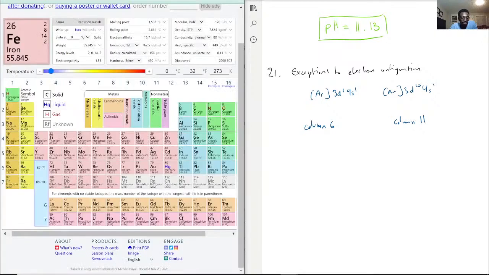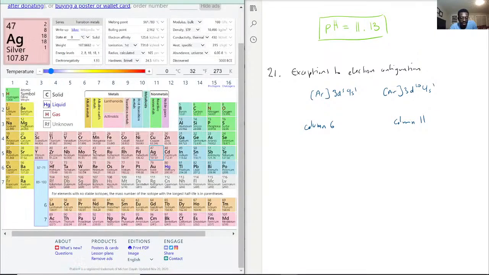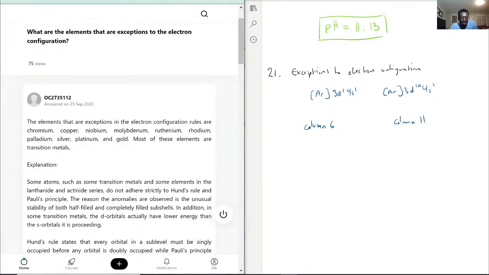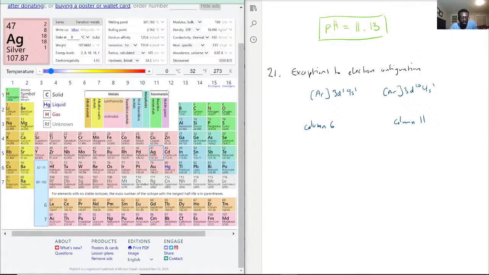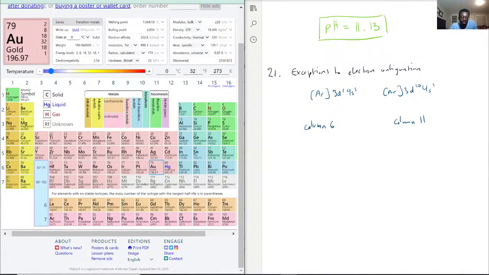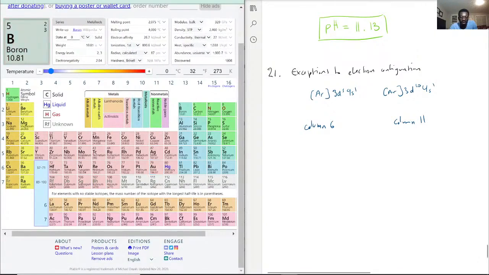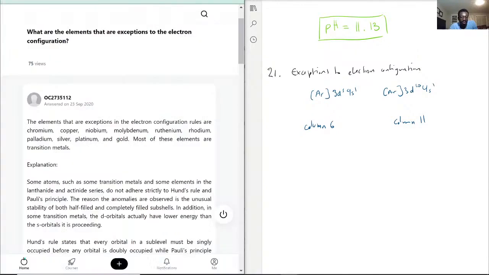Rhodium, that one also I can't say. Palladium, yeah, I can't say for that one either. Silver, yeah, that one makes sense because it's so close. Platinum, where's platinum? Right here. And gold. Interesting. I still think it's going to be mostly column 6 and column 11 based on how they broke down the electron shell. But I may be completely wrong when it comes to that. Let's see.